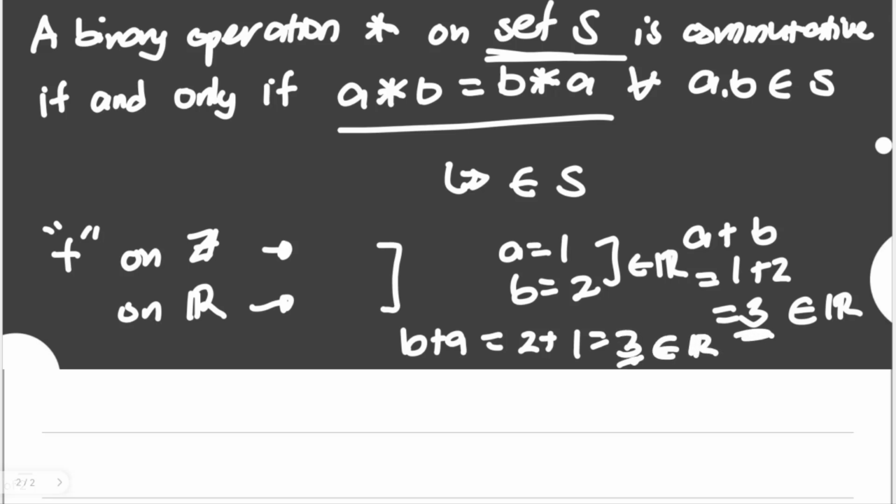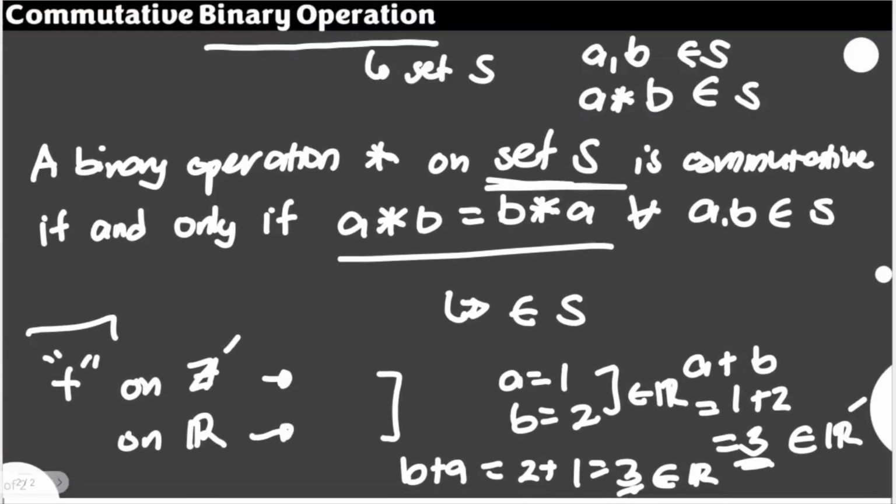We can see that the addition is actually a commutative binary operation on the set R, real numbers, and it's also true on set Z. As mentioned, not all operations in a certain set may be considered as a commutative binary operation. It depends on how the operation and the set are stated or defined. So this is how we identify a commutative binary operation. Thank you very much for watching.